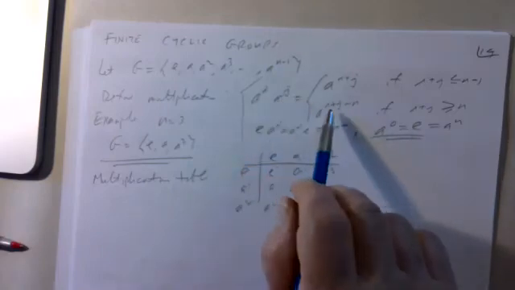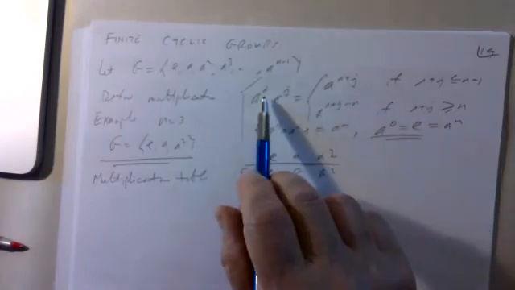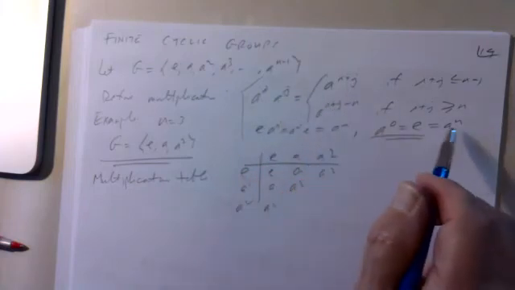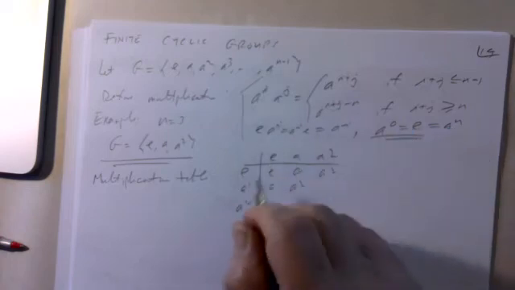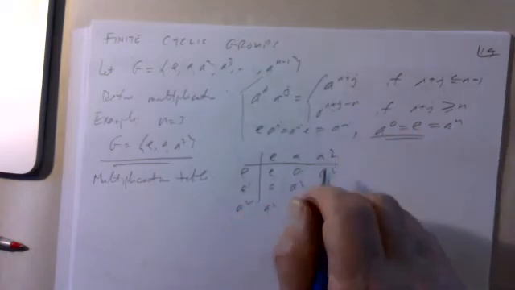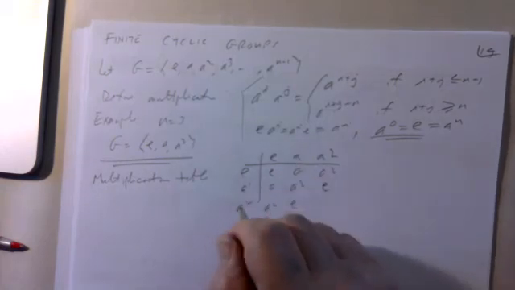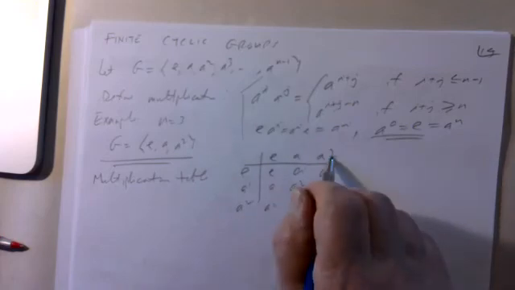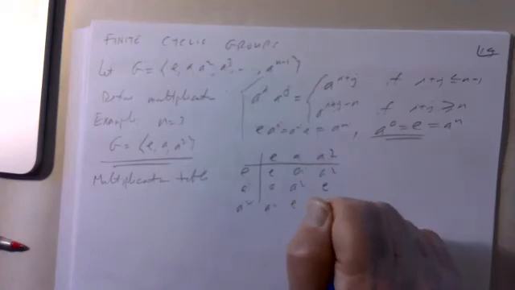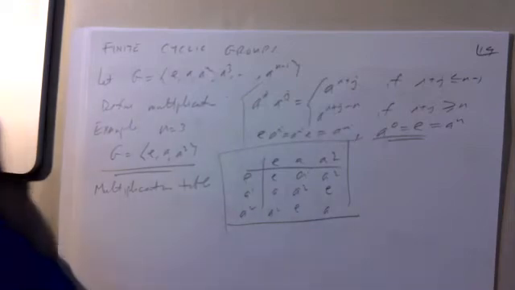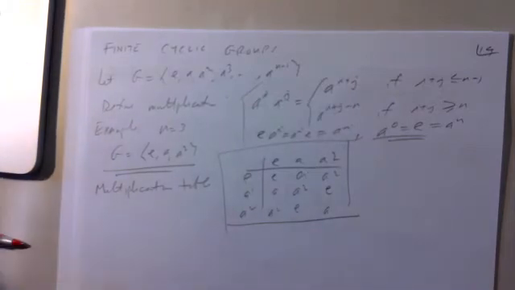If I plus J equals n, then A to the I times A to the J is A to the I plus J minus n, which is A to the 0, the identity. So A to the n is the identity. So A times A squared is A cubed, which is the identity. A squared times A is A cubed, which is the identity. A squared times A squared, 2 plus 2 is 4, subtract 3, you get 1, A to the first power. So this is the multiplication table for this group with 3 elements.